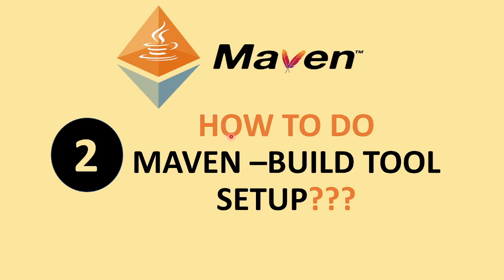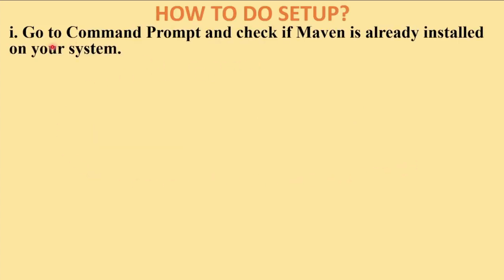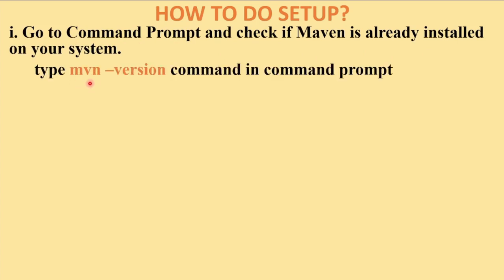In today's lecture, we are going to learn about how to do Maven build tool setup. So we are going to learn in this video how to do setup of Maven build tool. First step is to go to your command prompt and check if Maven is already installed on your system. You have to type mvn space dash version command in command prompt.